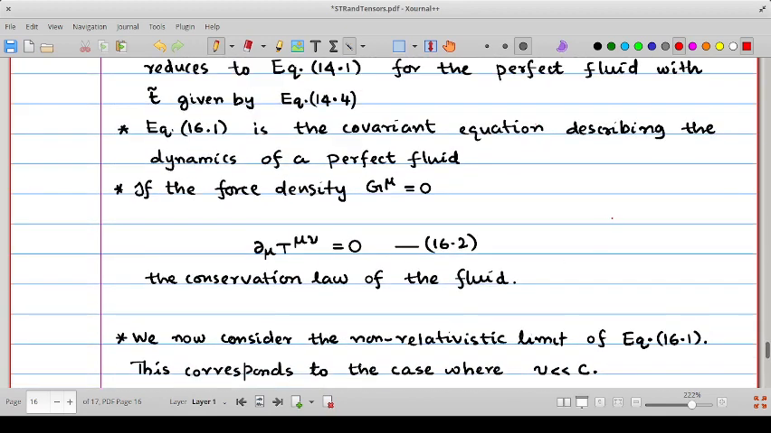Now, if the force density is equal to 0, that is all f nu are all 0, then we have G mu equal to 0, and the covariant equation of the fluid will become d mu t mu nu equal to 0. This is the differential form of a conservation equation for the fluid.